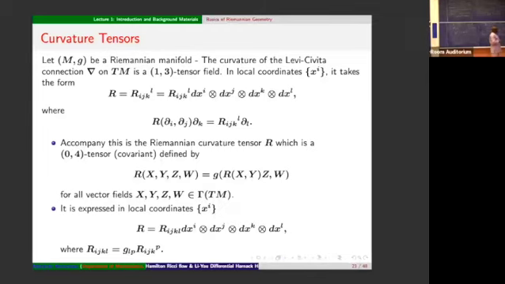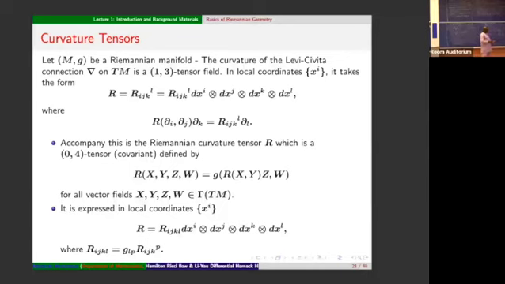So the curvature tensor is denoted as this R, okay? And in local coordinates it is written as this. It's a 1-3 tensor, where you have this l up and you have ijk lower components. So it's written as this, okay? So R is written as this.